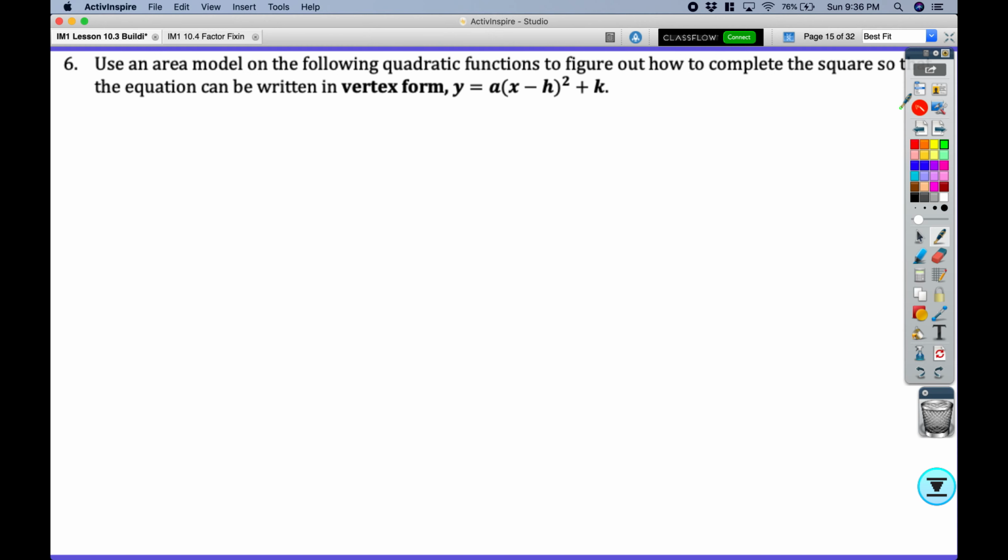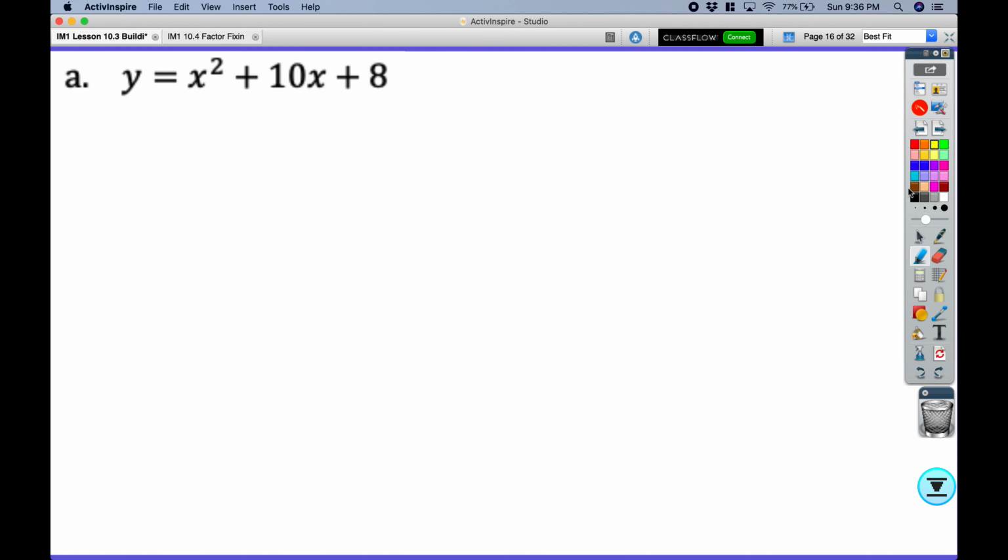All right, use the area model on the following function to figure out and complete the square so that the equation can be written in vertex form. So what we are going to do, guys, we're not going to do the area model. What we're going to do is rewrite these in vertex form. Now, we have not looked at a lot with the plus k. What we focused on mostly up until this point has been this part in previous lessons. So now we're really going to be focusing on this k.